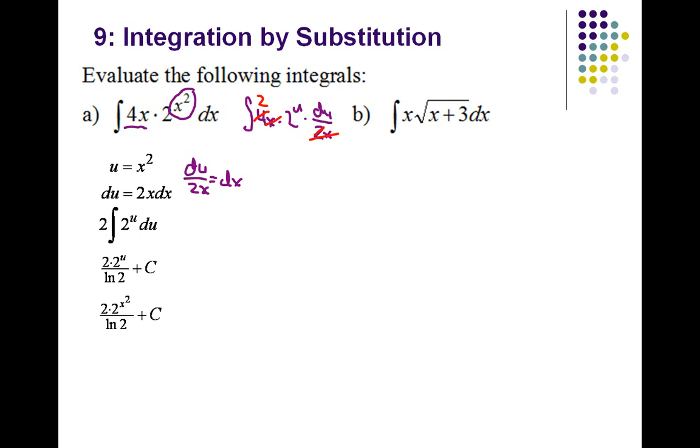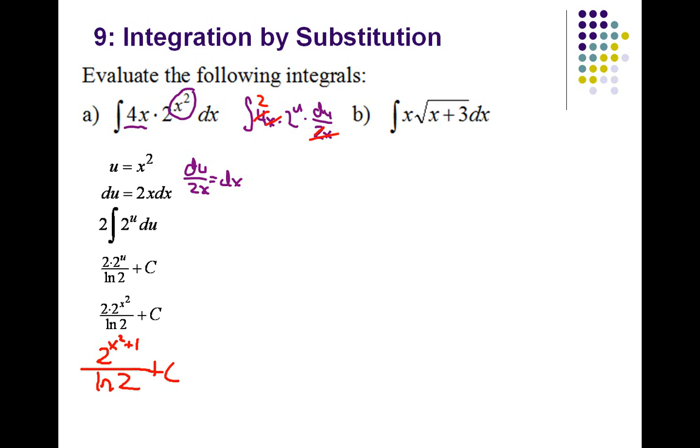Watch out for AP test questions, because I would not be surprised if they wrote it as 2 to the x squared plus 1, because that's 2 to the first over ln of 2. Just got to be ready for weird manipulations. It's not really that weird of one, but it's a common one.